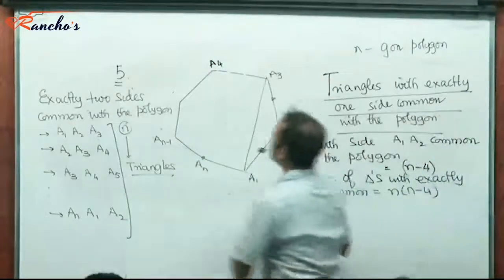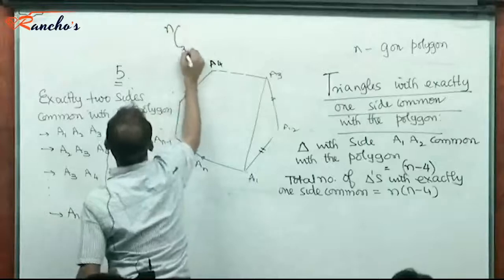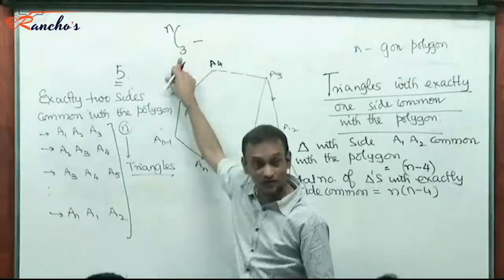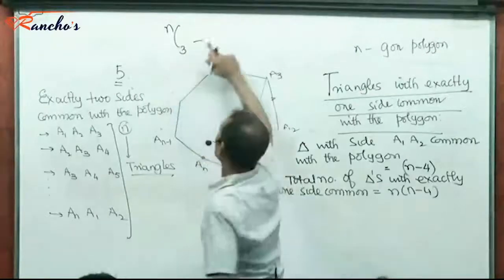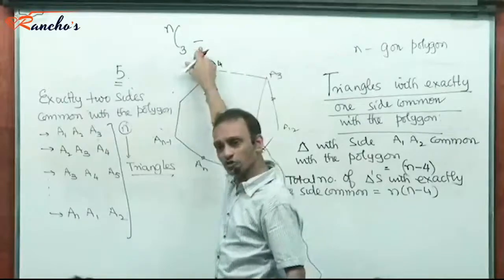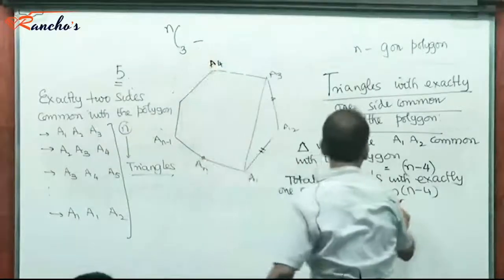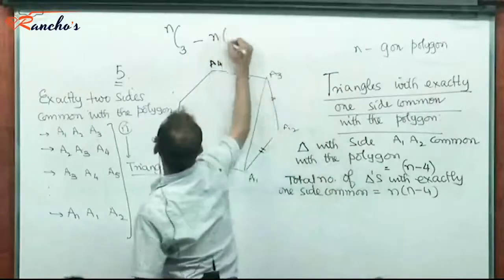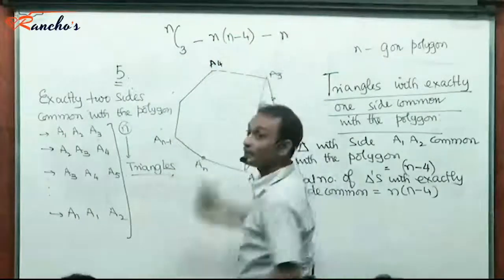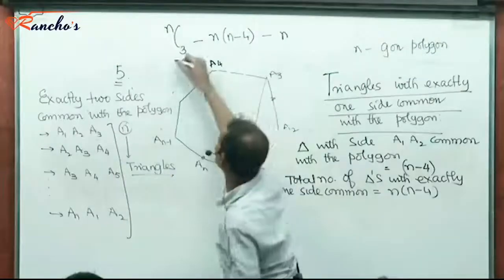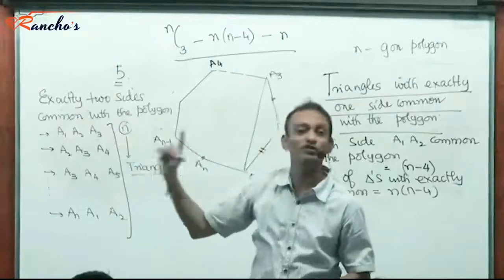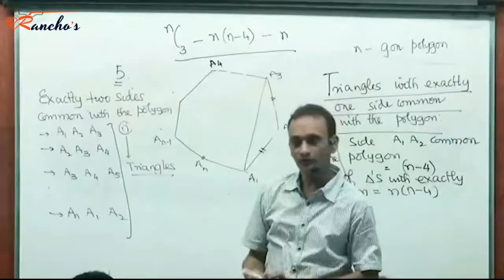So then, from nC3, the total number of triangles unconditionally that you could constitute from any three vertices, I want to remove the triangles with one side common and the triangles with two sides common. Triangles with one side common would be n into n minus 4. Triangles with two sides common would be n. Then the remaining would be the triangles with no side common with the polygon.